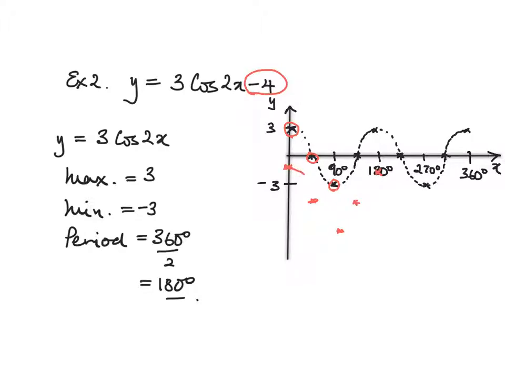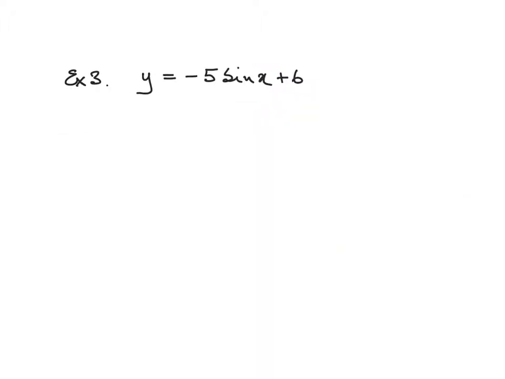So we have a curve that looks something like that. There's the first cycle. Second cycle then. And something there that looks like that. That's 3 cos 2x minus 4. Third and final example. Y equals minus 5 sine x plus 6.